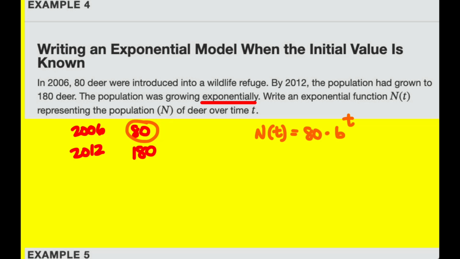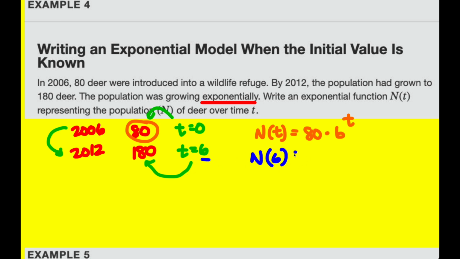Now, since we have the initial value, this is pretty nice. So at t equals 0, so I'm going to write that over here, t equals 0, we have 80. And then here, this is going to be t equals 6 because the time jumped 6 years. So at t equals 6, the population is 180. So we can actually use this to figure out our b value pretty easily. So the first thing that I'm going to do is plug in 6, which is this value right here. And it's equal to 80 times b to the 6th power, and this n is population, the number of things. And in this case, it's 180. So I'm going to write equals 180.